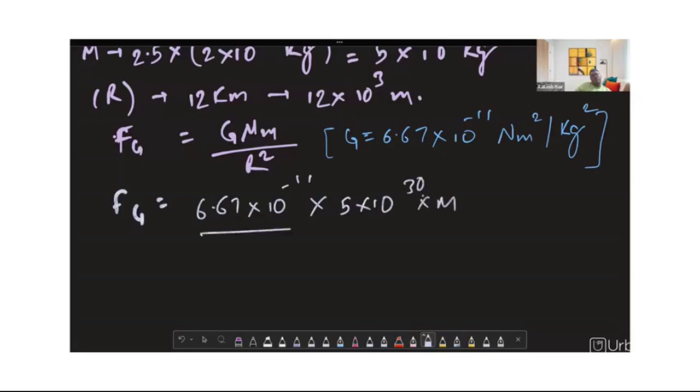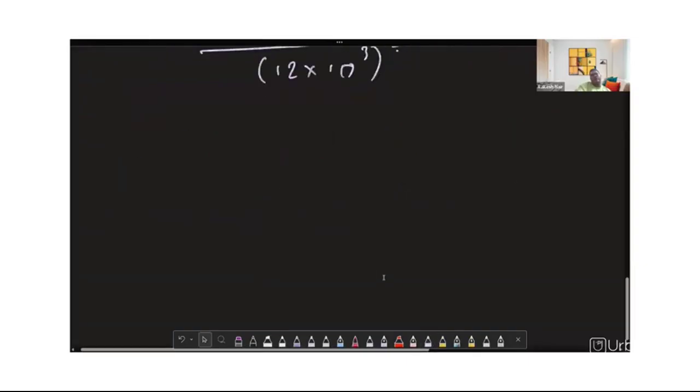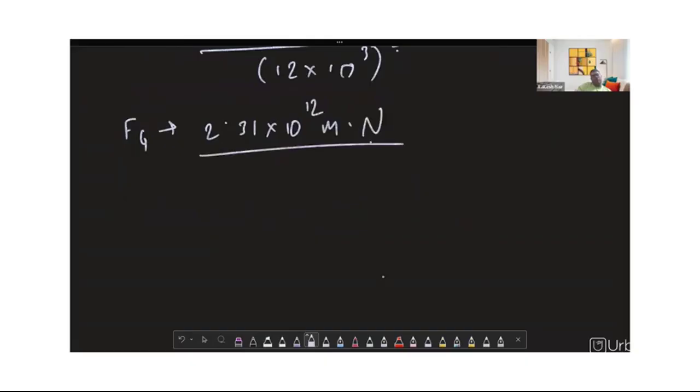Mass we don't know. Substituted by the radius divided by square. That's it. And then calculating it, we must receive 2.31 into 10 raised to power 12 Newton times mass. Mass we don't know.